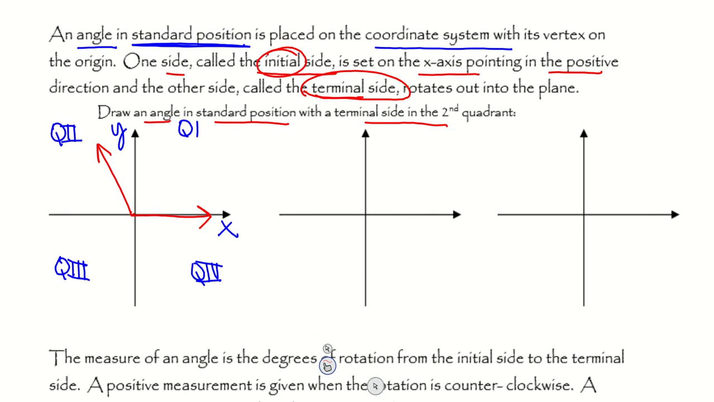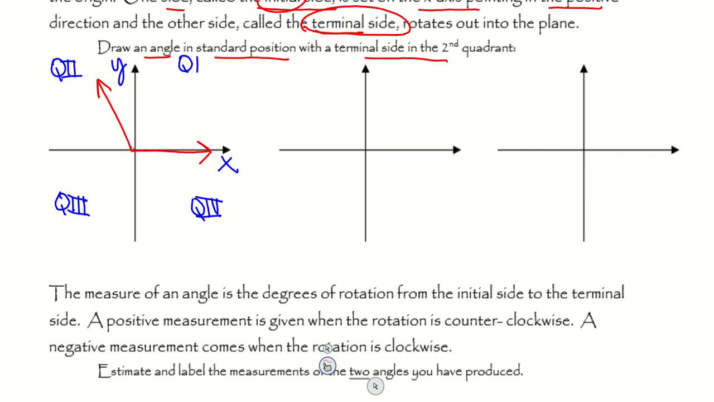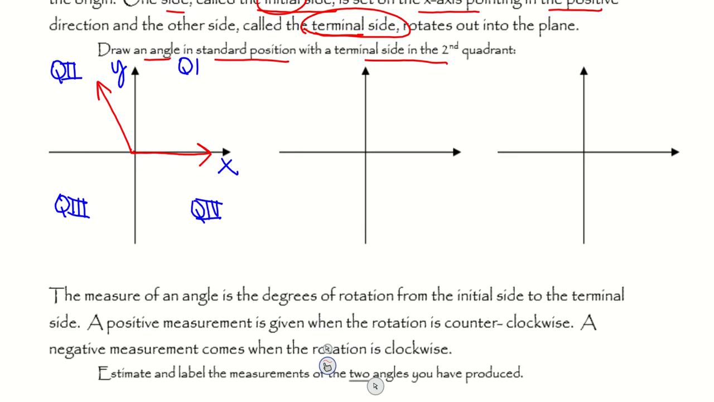So let's just estimate the size of that angle. I'm going to use this arc to represent the size of that angle, and let's guess that it's a little more than 90 degrees, not quite halfway through quadrant 2, so let's say that's 140 degrees.